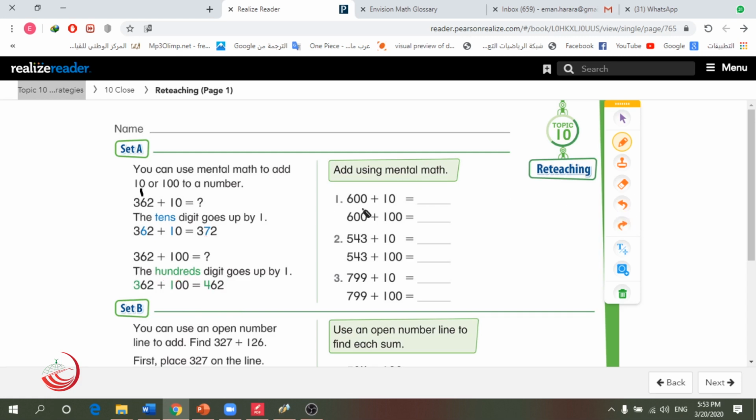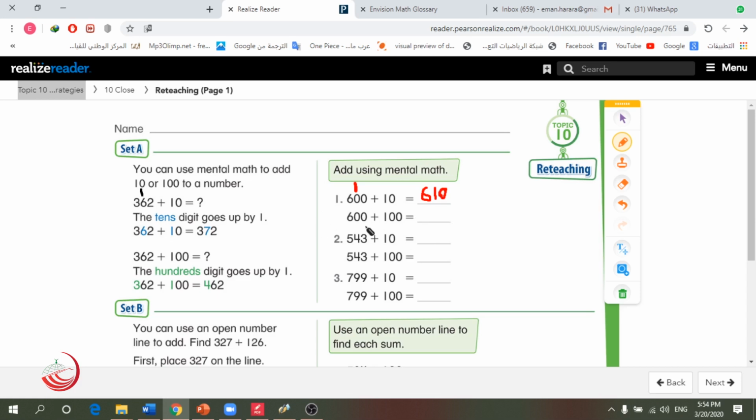Now here we have the questions. Let's answer it together. Quickly, hold your pencil and write with me and answer quickly. Now 600 plus 10. Where is the tens here in the problem? Excellent, the 0. So I will add 1 on the 0, 10. The 600 will stay the same, but 1 plus 0 will be 1, and the 0 of the ones will stay the same. So I will write it, so it will be what? 610.